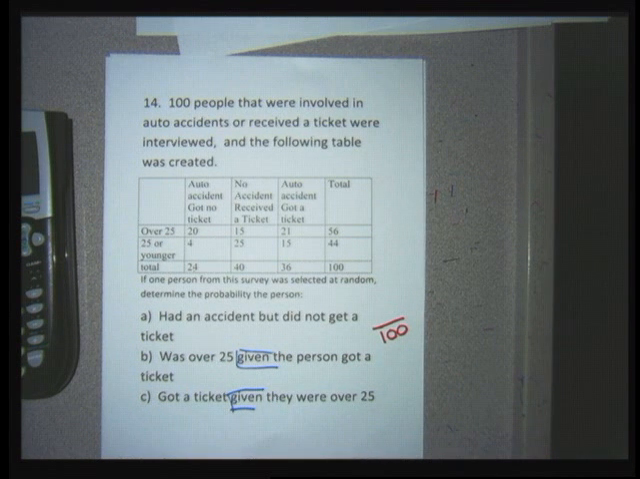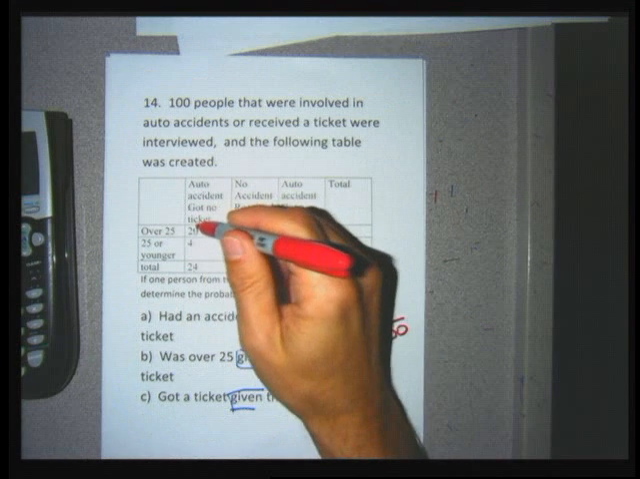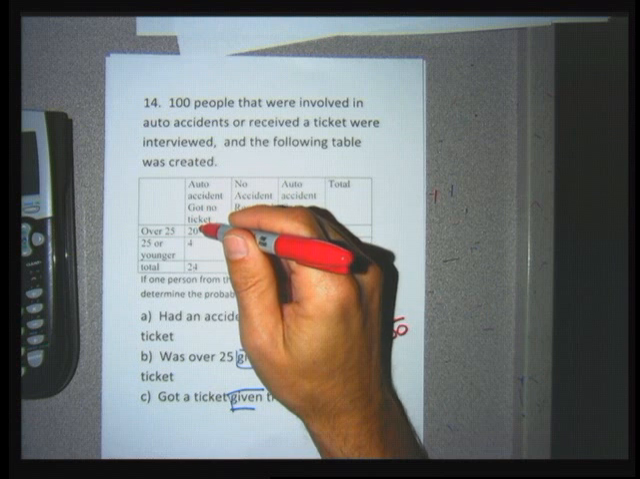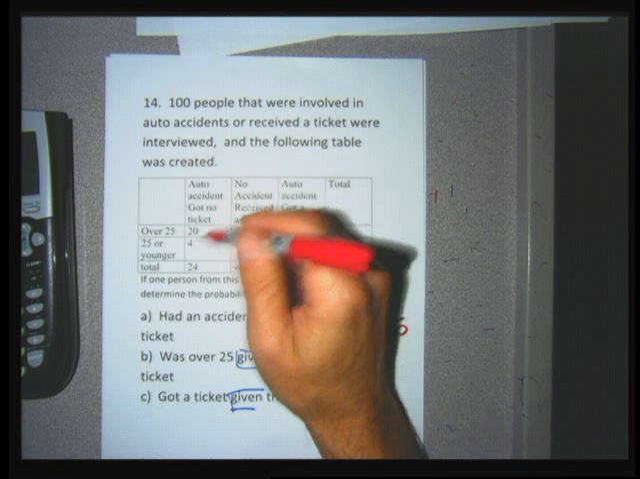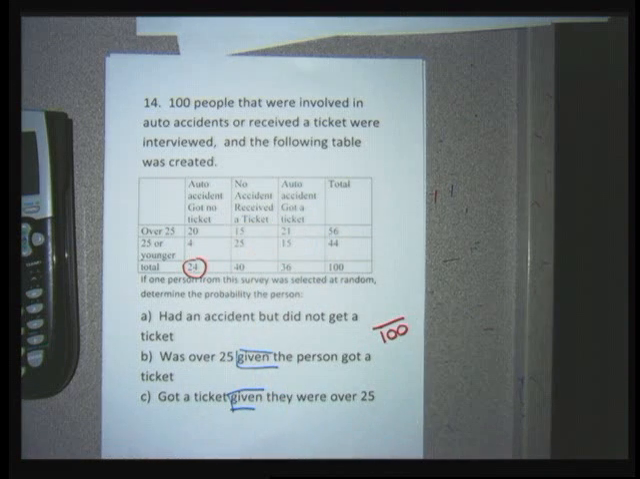I need to count in my table the number of people that had an accident but didn't get a ticket, and that's all of these people. There were 20 people over 25 that got an accident that didn't get a ticket, so it probably wasn't their fault, and 4 that were 25 or younger that had an accident that didn't get a ticket. The numerator for part A is going to be 24.